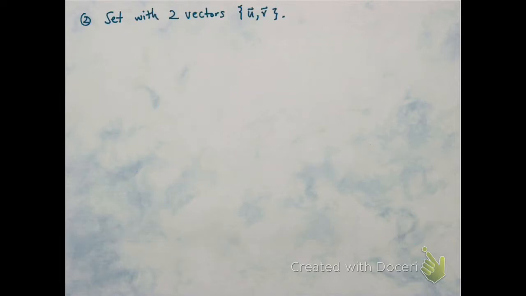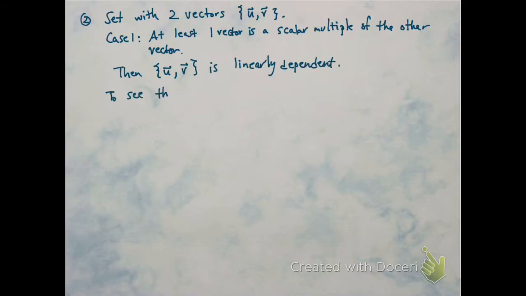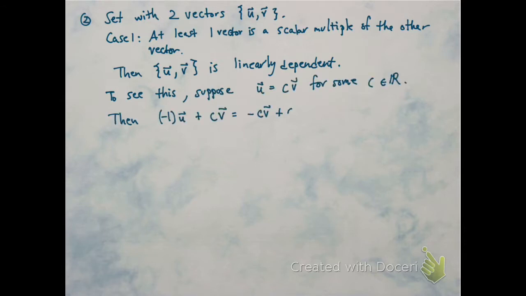The next special case to consider is a set with two vectors. Let's call them u and v. In case 1, at least one vector is a scalar multiple of the other vector. So then the set u, v is linearly dependent. And so how can we see that? Well, suppose, without loss of generality, it's the vector u that's a scalar multiple of v. So u is cv for some scalar c.